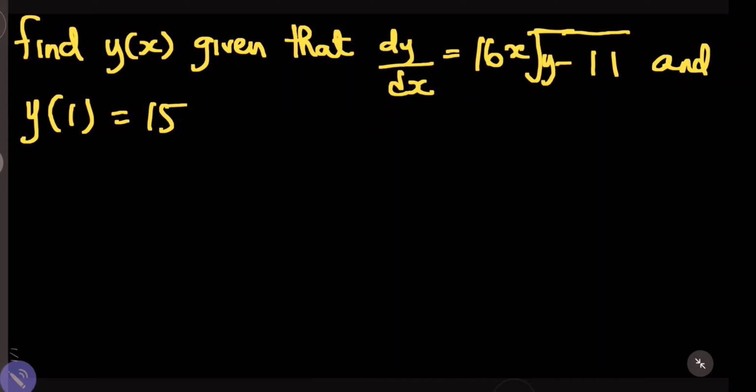So in this video we're going to be looking for the general solution for the given conditions. We have dy/dx to be this, and where x is 1, y is 15.